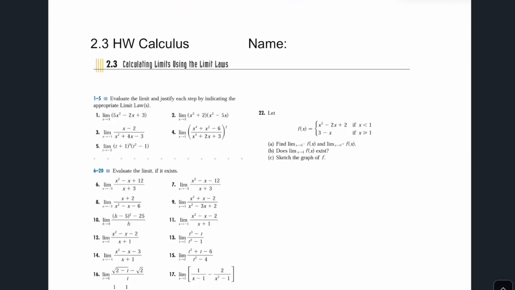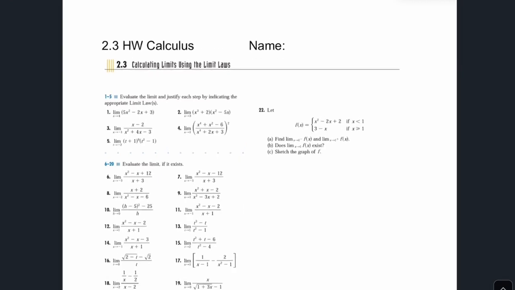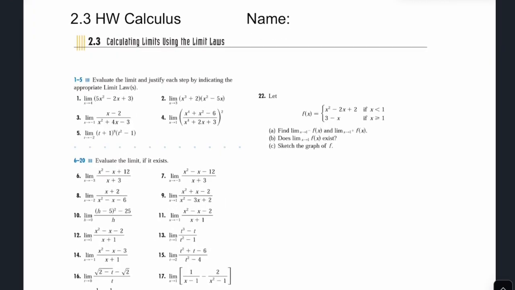Okay, so your homework is right here. I don't think it's due till either Friday or Saturday. Check Google Classroom. I think it's due Saturday. And you have all class time tomorrow to work on it.